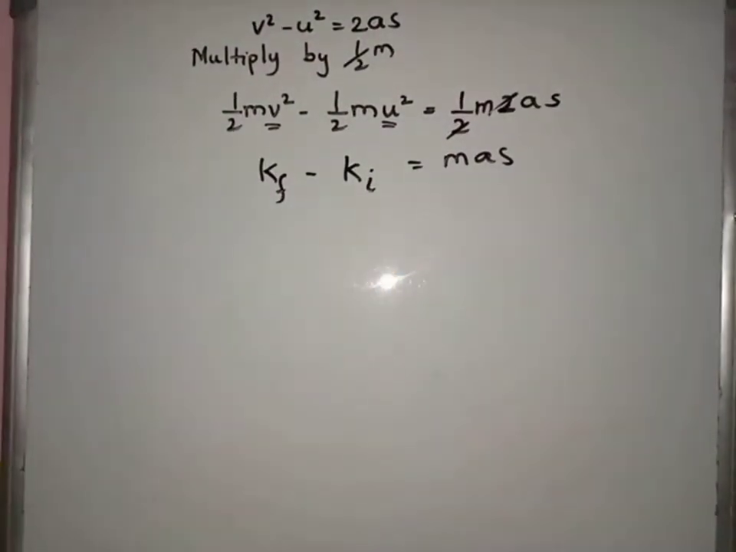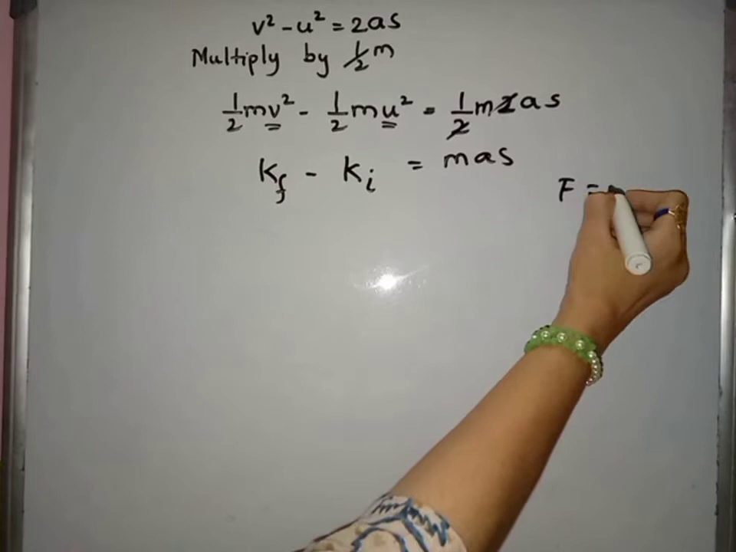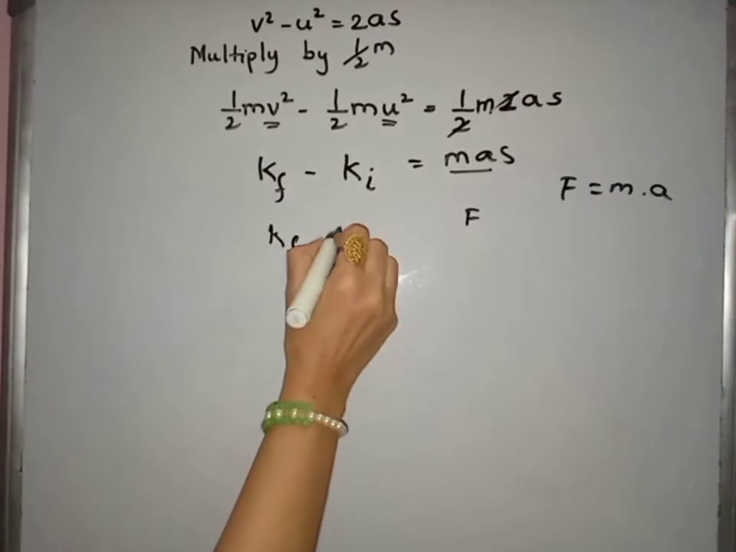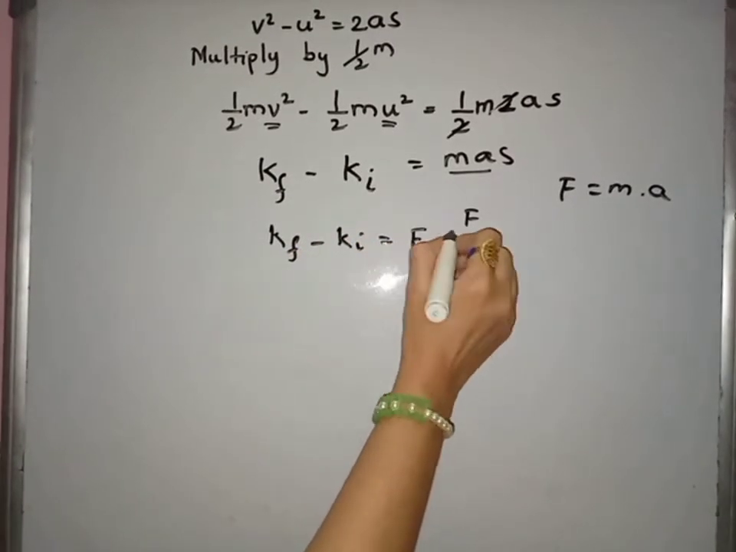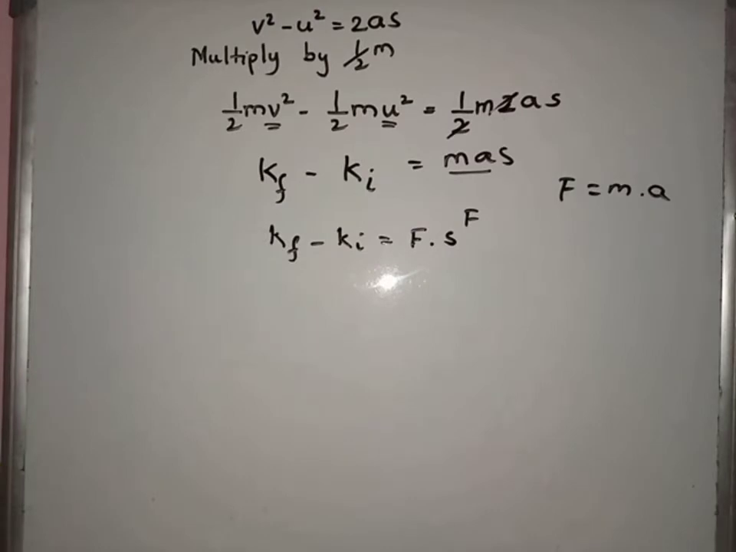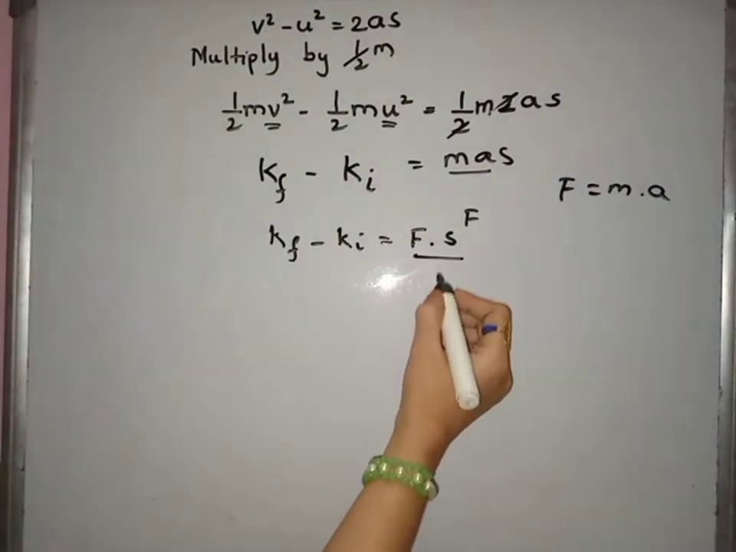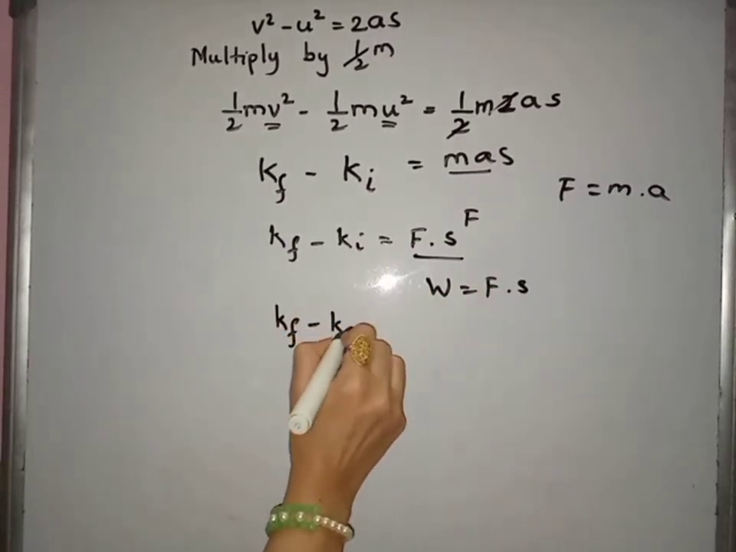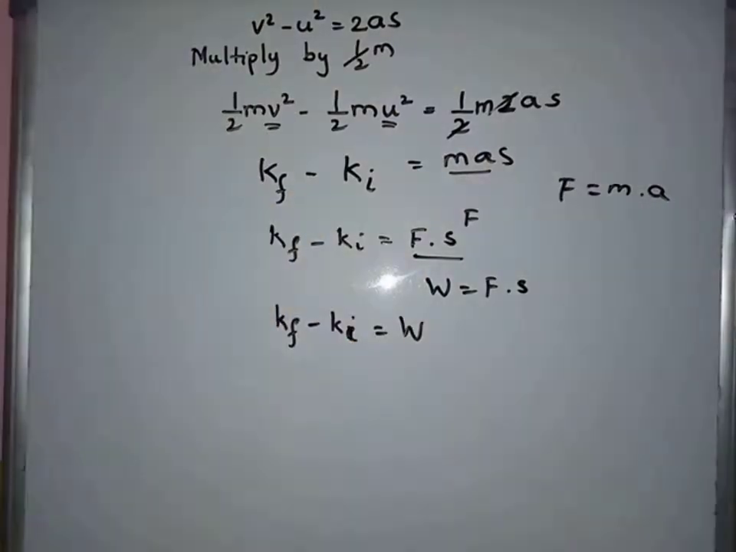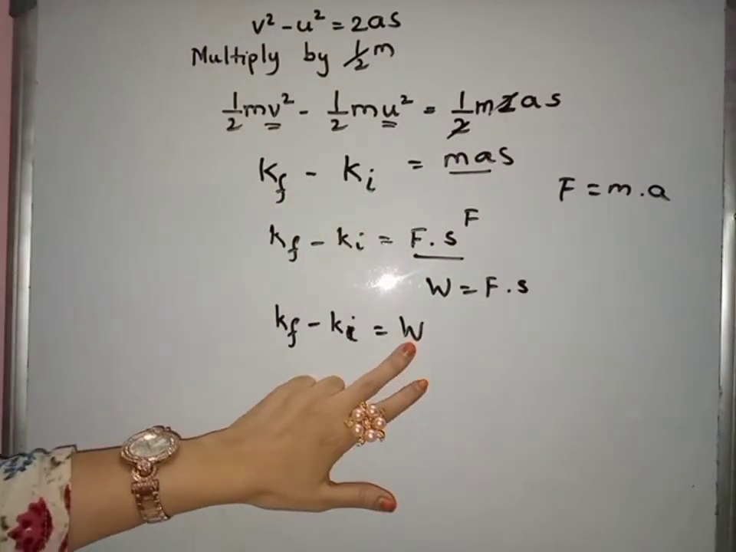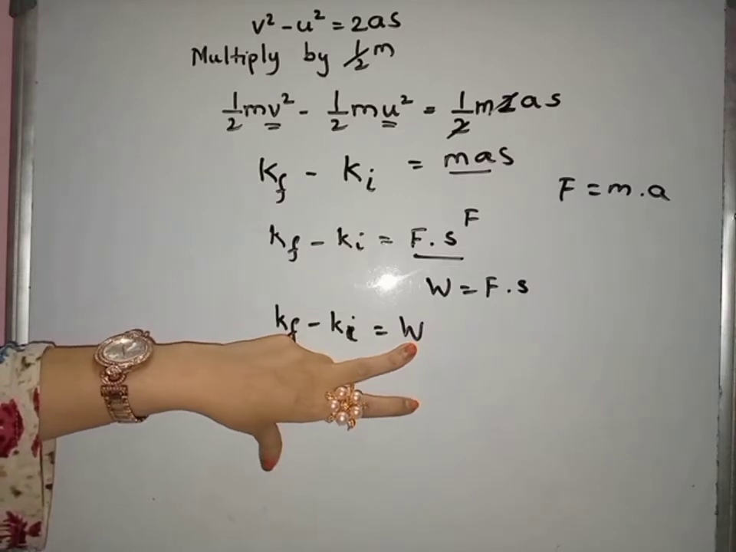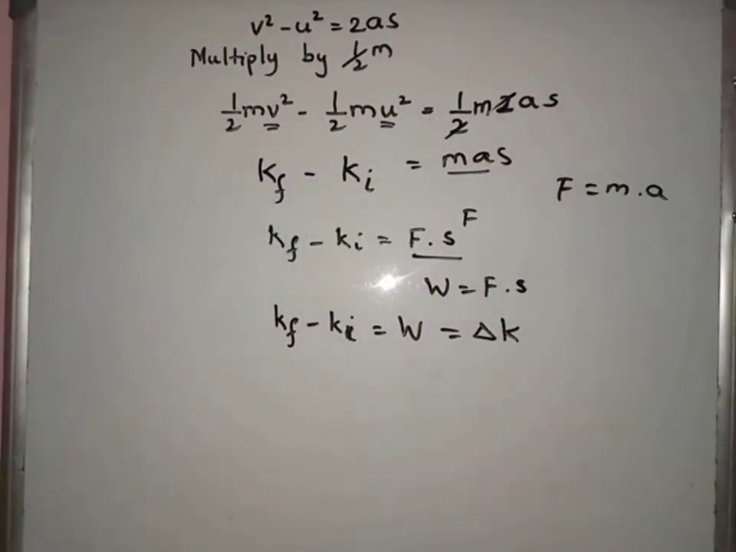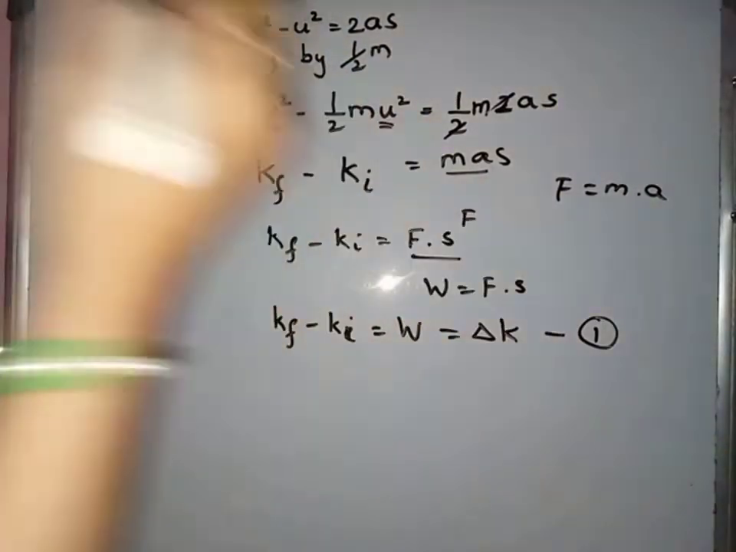We also know that F is equal to mass into acceleration. We can replace ma by F. Therefore, we get Kf minus Ki is equal to Fs. But we also know that work is nothing but force into displacement. Therefore, we can say Kf minus Ki is equal to work. Now, this work is nothing but the change in kinetic energy. Therefore, we can also denote it as delta K. So, we have got one equation.